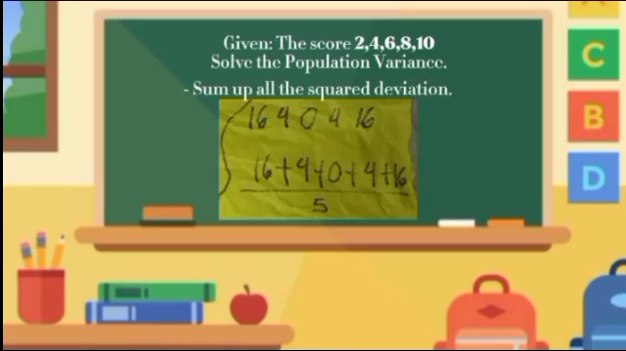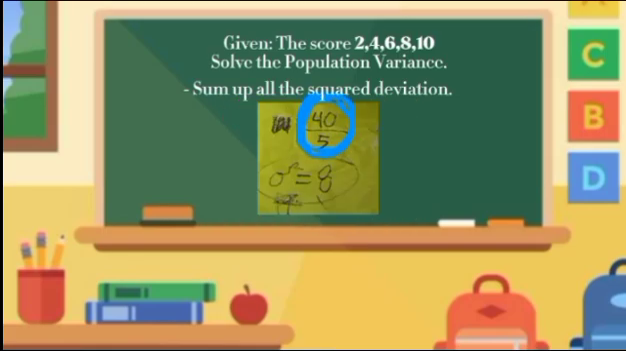So, sum up all the squared deviations, meaning add these data. So 16 plus 4 plus 0 plus 4 plus 16, and then over the number of our data, which is 5. So 40 divided by 5 equals 8. Very good.